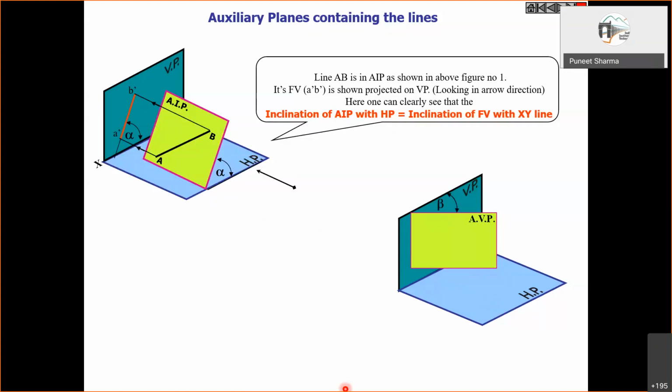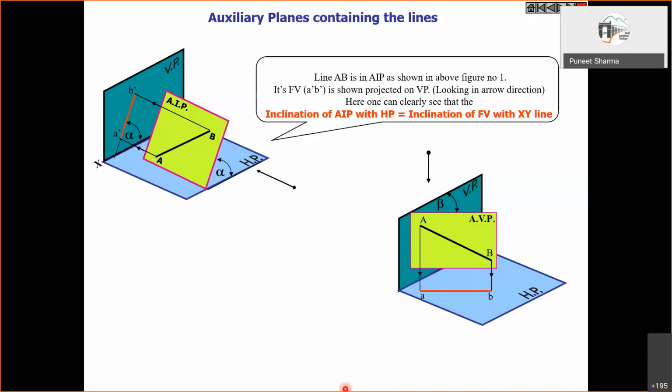Say the angle is beta between the vertical plane and the auxiliary vertical plane, and then if we consider a line included in this AVP, and we obtain the top view, looking from above, we get this small a, small b.